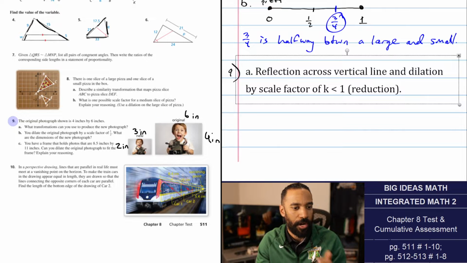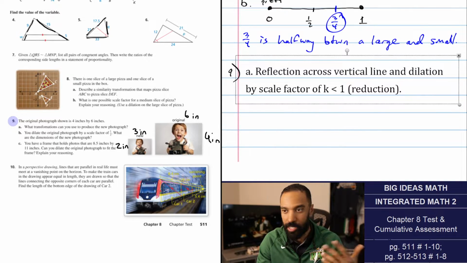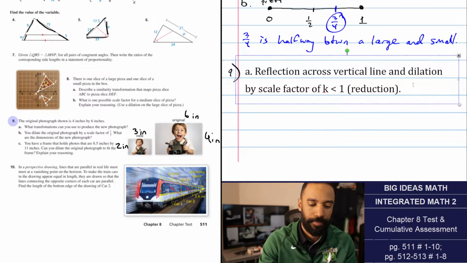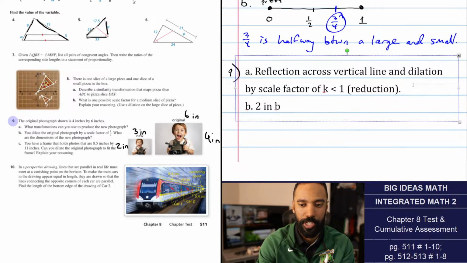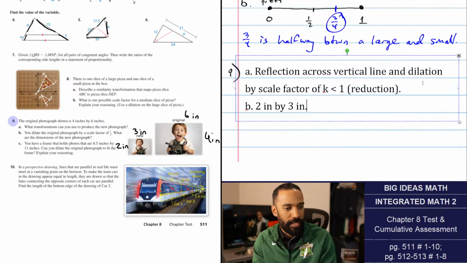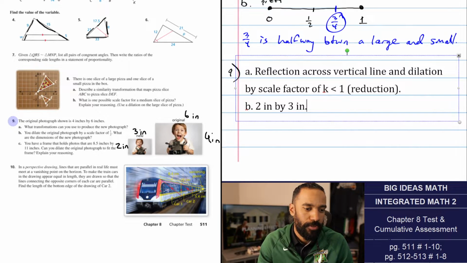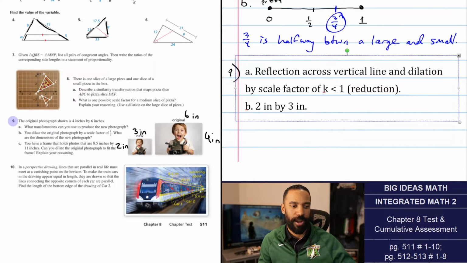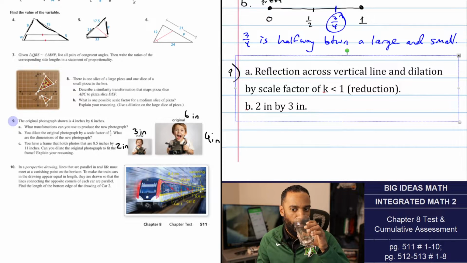So the dimensions are, how did they say it before? 4:6. Now they're 2:3. So the dimensions in part B, 2 inches by 3 inches. Part C, you have a frame that holds photos that are 8.5 inches by 11 inches. Can you dilate the original photograph to fit the frame? Explain your reasoning.